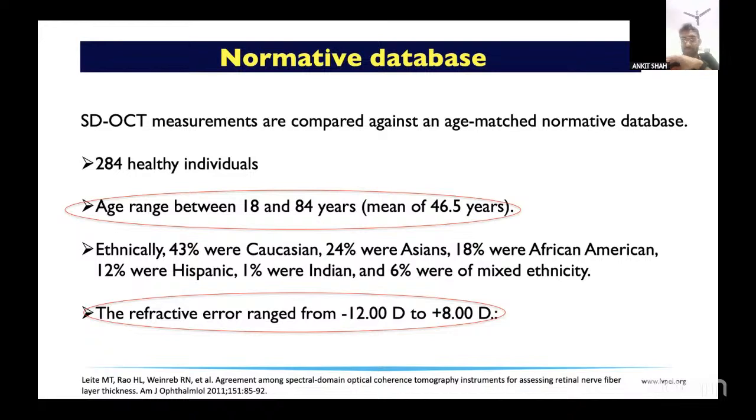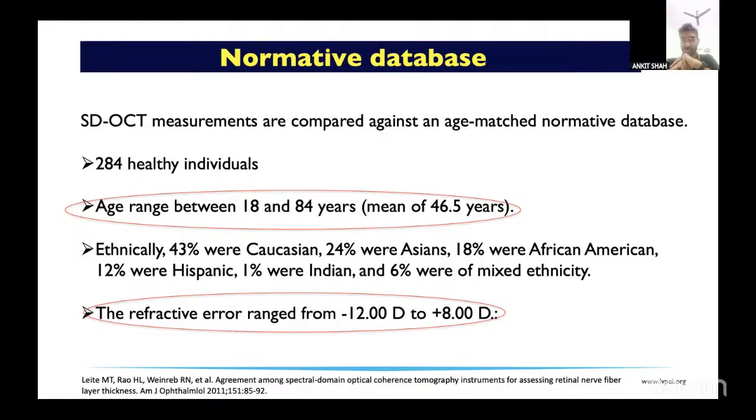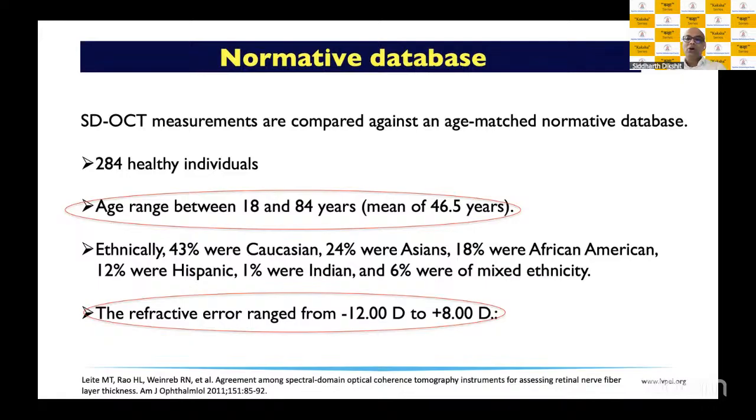Approximately 4. So for, say, a 46-year-old patient, when they are looking at their normative database, it is based on only 4 patients. And if you look at the next line, you will realize that if that patient is African, the chances of finding a normative database are compared to only one other person, right? So you have to take the interpretations of OCT with a great pinch of salt.